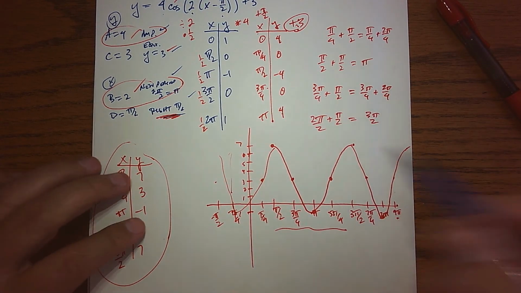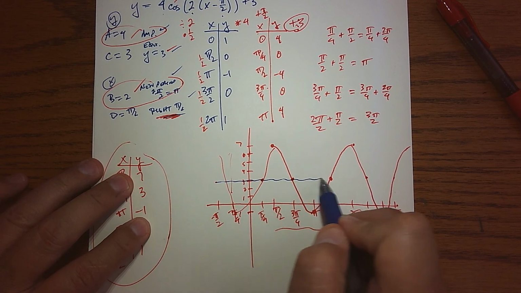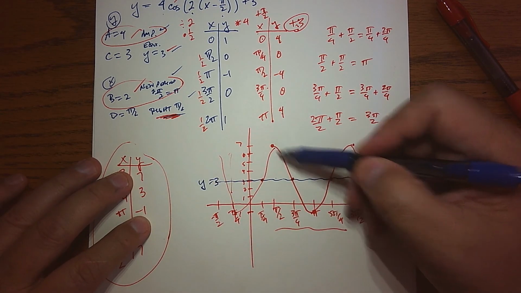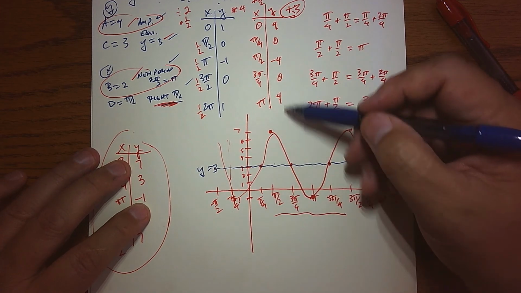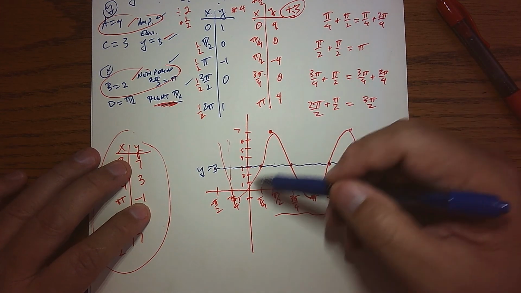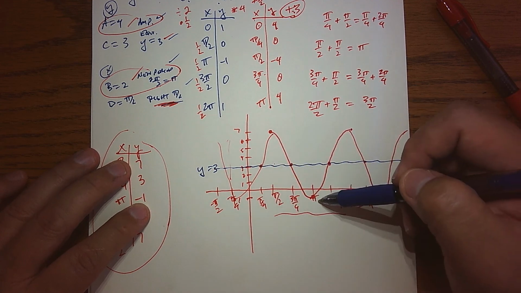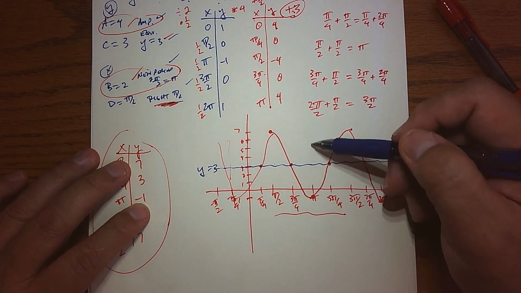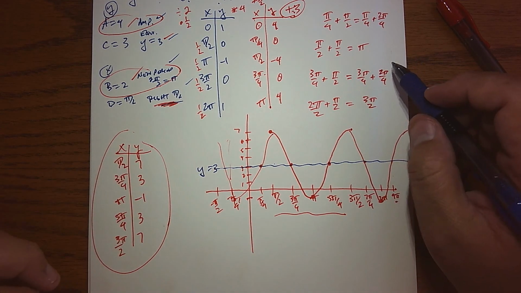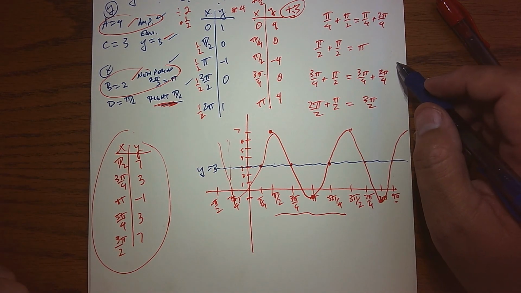Oh, and one last thing, here's our equilibrium. Y equals 3, and you do see that the wave is 4 above it and 4 below it. So we're bouncing back and forth from what technically is an average value. We know we're bouncing back and forth between -1 and 7, so on average, we're about 3. As a matter of fact, the average of 7 and -1 is, in fact, 3.